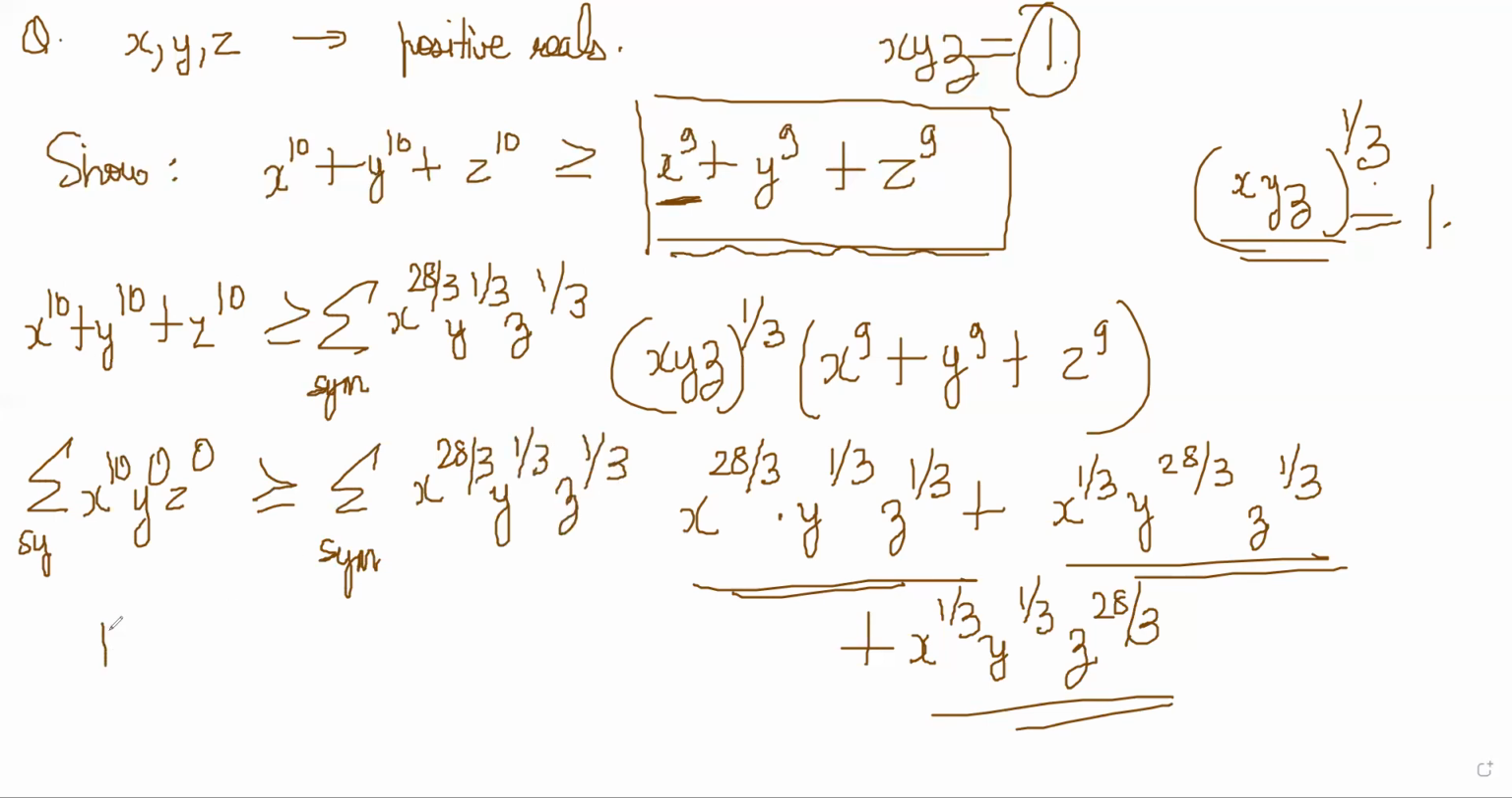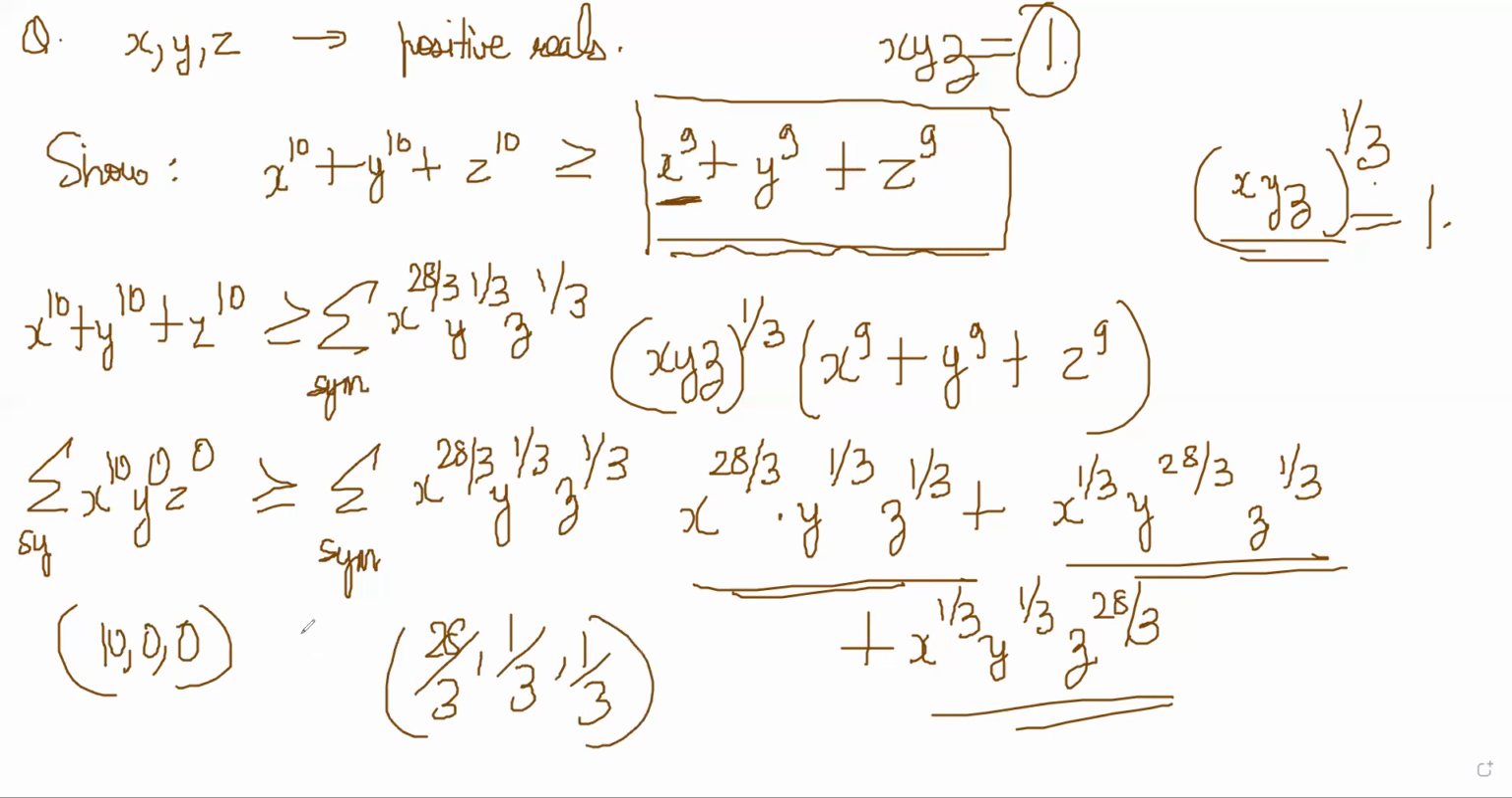Now, the sequence here is 10, 0, 0, and the sequence here is 28 by 3, 1 by 3, 1 by 3. You can easily see that this sequence majorizes this. Why? Because the sum of all three terms is equal. First term here is bigger than this, and first two terms combined is also bigger than this. So this sequence majorizes it. So then Muirhead proves that this symmetric sum should be greater than this.